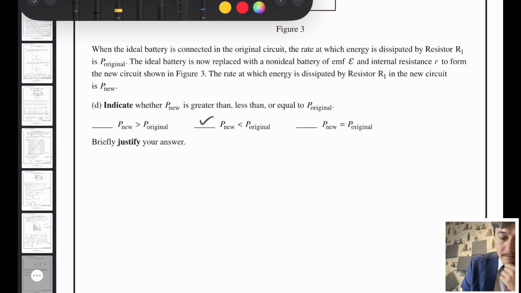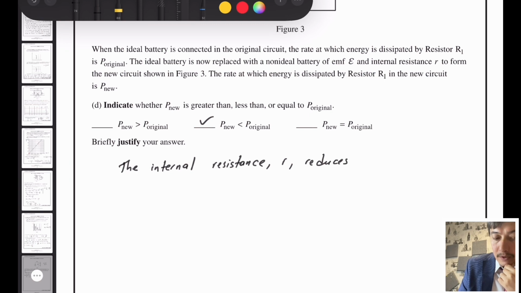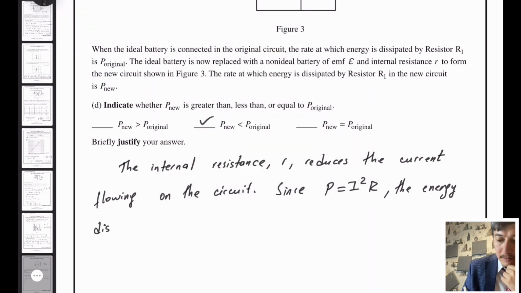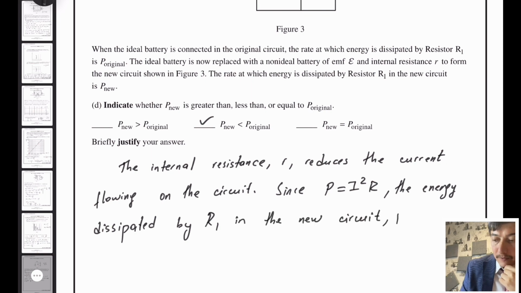So answer is this. Let's justify it. The internal resistance r reduces the current flowing in the circuit. Since power is equal to current squared times R, the energy dissipated by R1 in the new circuit, which is P new, will be less.